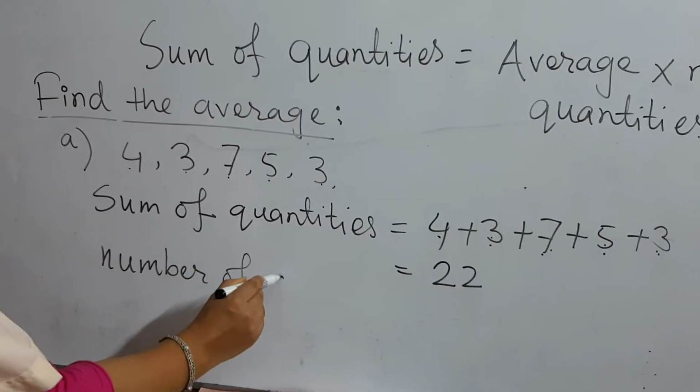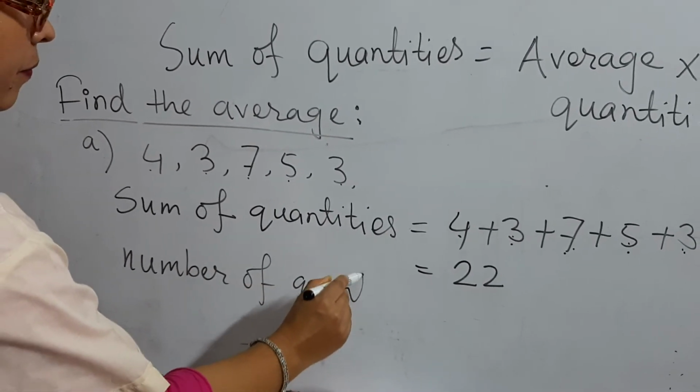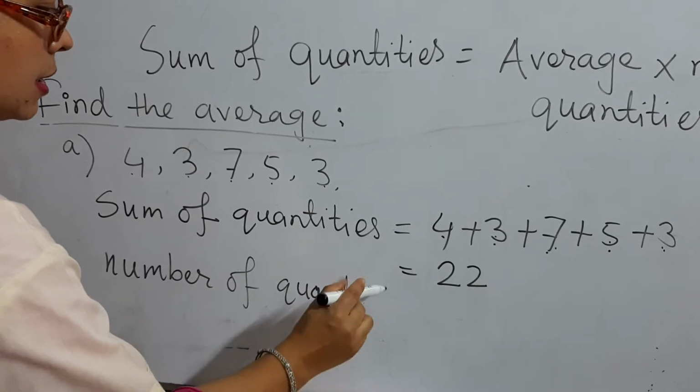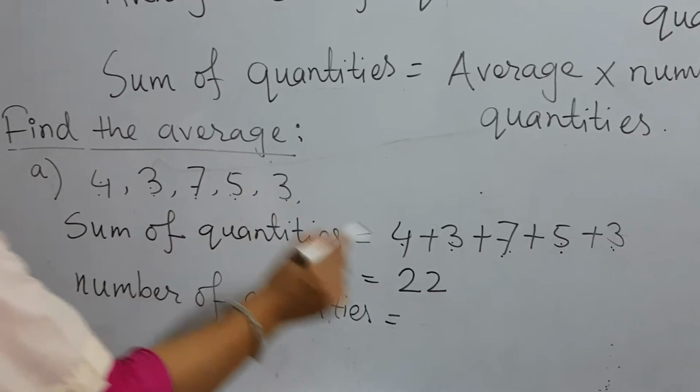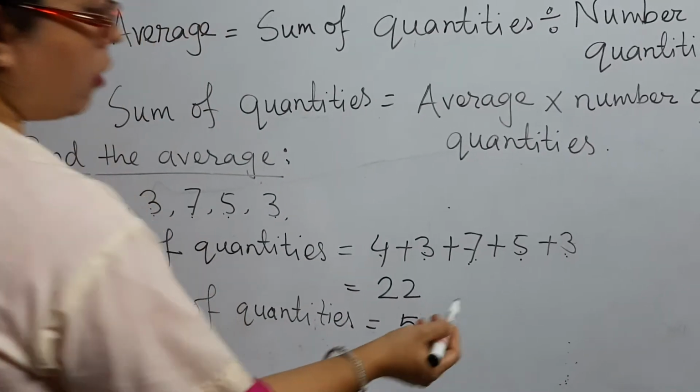Number of quantities. Number of quantities equals 1, 2, 3, 4, 5. That is, the number of quantities equals 5.